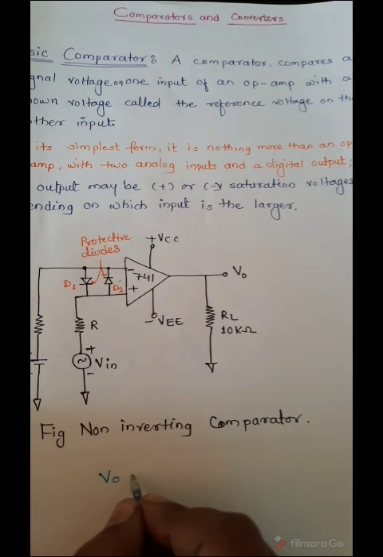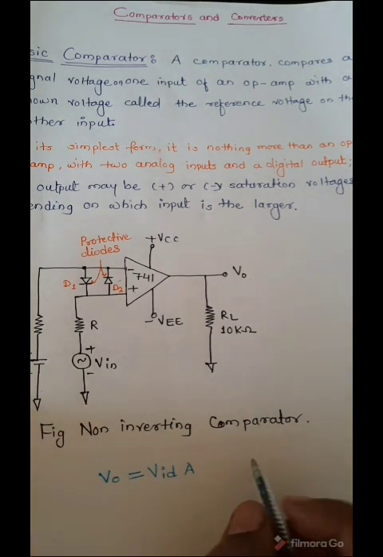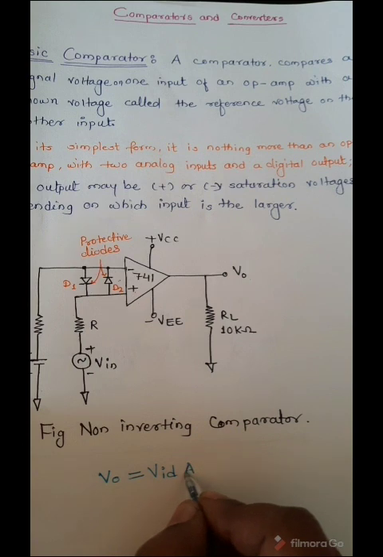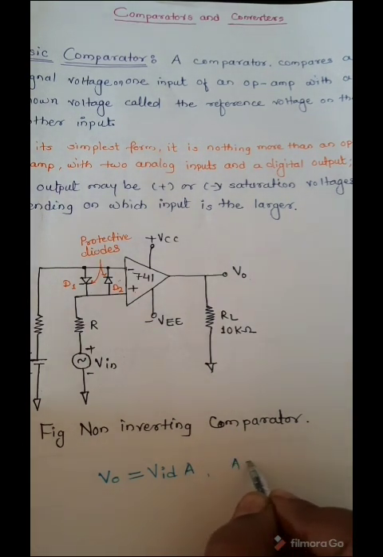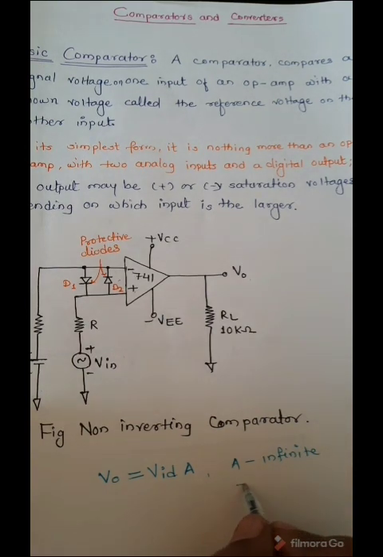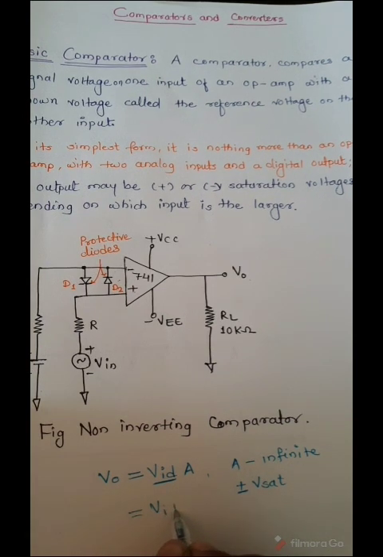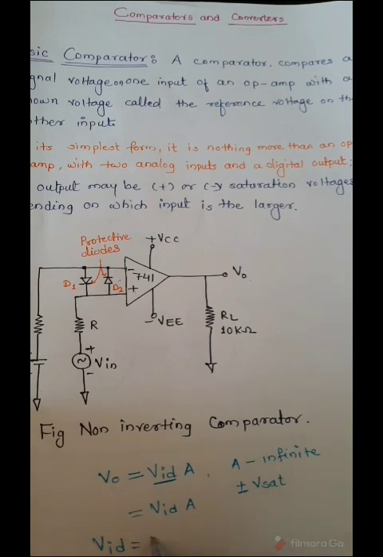Okay. So first of all, we can see from this how we can find out the output voltage equation. V0 is equal to VID into gain. Okay. So as op-amp is in open loop configuration, its gain is infinite. So the output may be either plus or minus saturation voltage. So the polarity of output voltage will be given by the polarity of differential input voltage VID. Okay. And we know here VID is simply V1 minus V2.